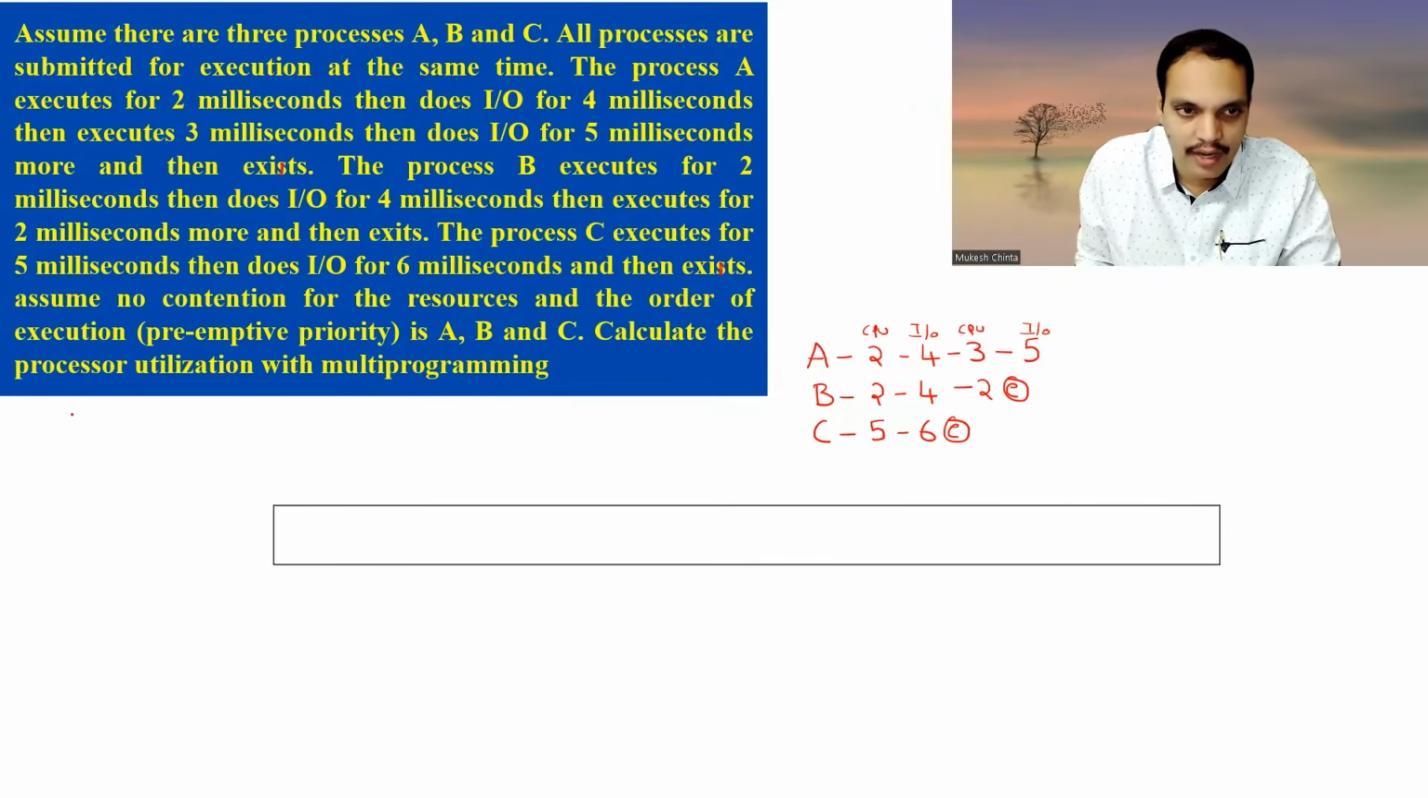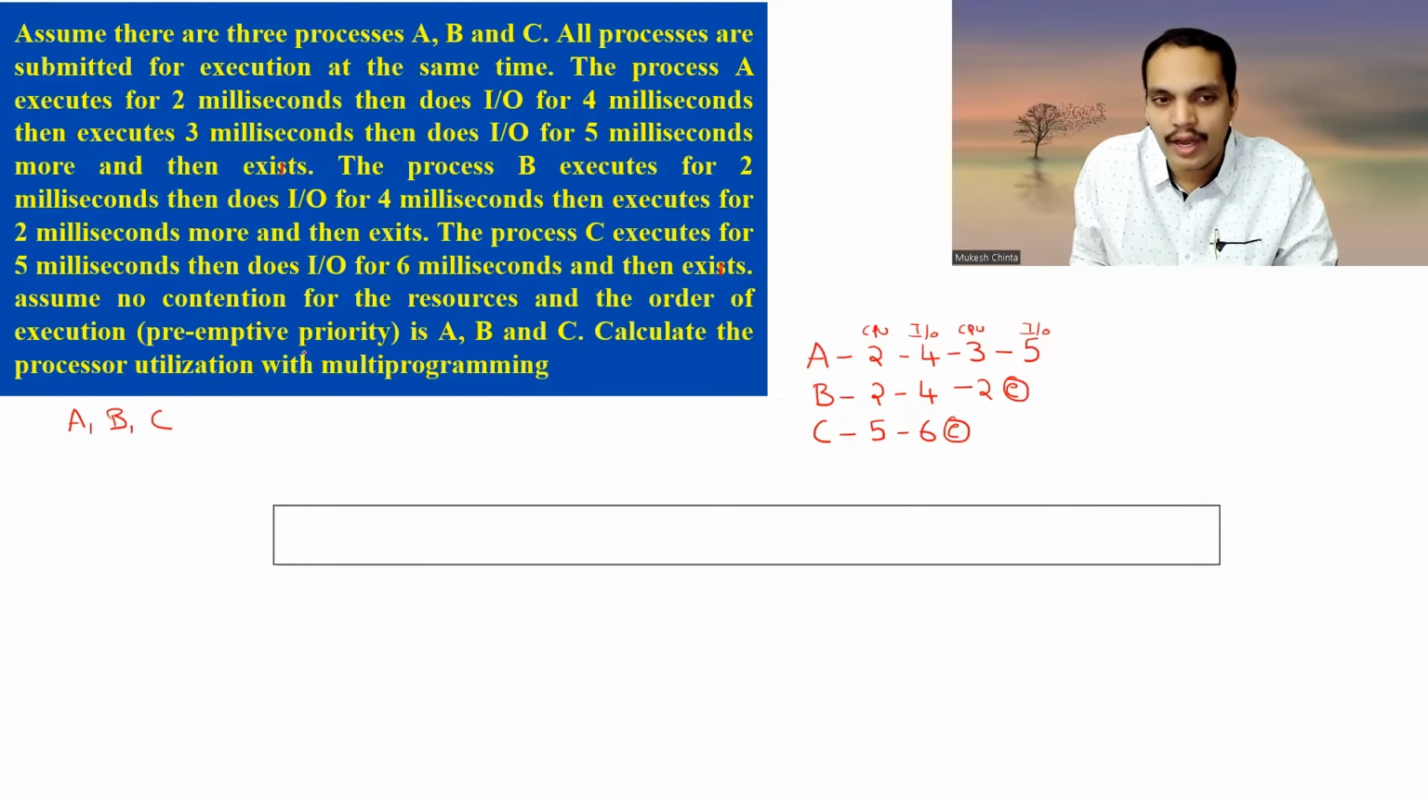Gantt chart here, and remember that we are dealing with three processes A, B and C, and we have a preemptive priority, in which A is the highest priority process, followed by B, followed by C. Now, let me start at time 0. As all of them have arrived at the same time, A has to go first because all three are waiting in the queue. A goes first. So A executes for 2 milliseconds and goes out for IO operations.